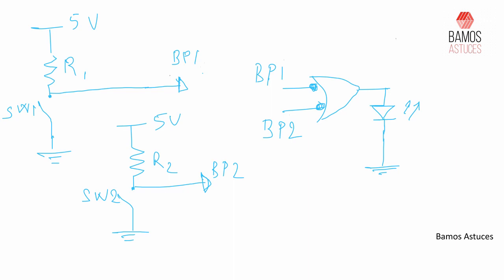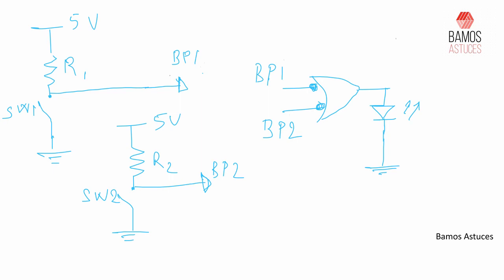Our switches actually have pull-up resistors, R1 and R2. And when you use a pull-up resistor, if you close the switch, it means that the output of the switch is at logical 0. And when the switch is open, you have a logical high in the output. So it's a kind of inverted logic.